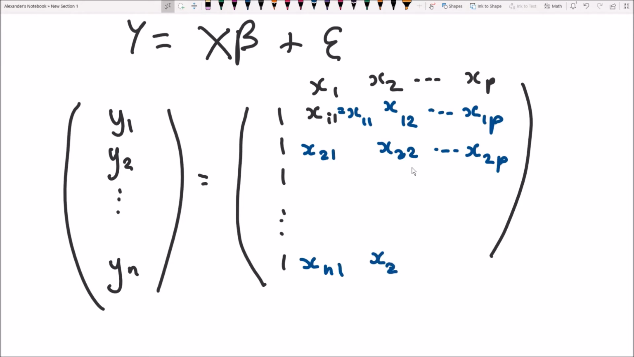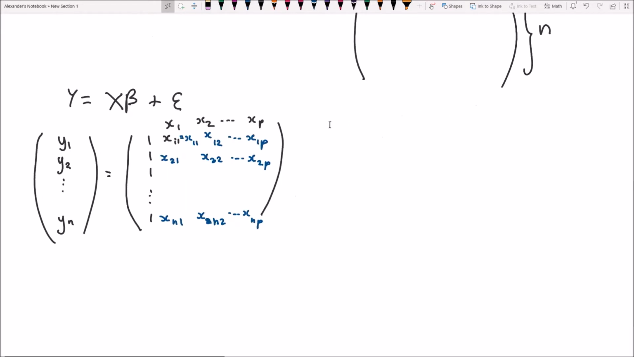xn2, and up to xnp. Now this is the design matrix. We call this the design matrix.